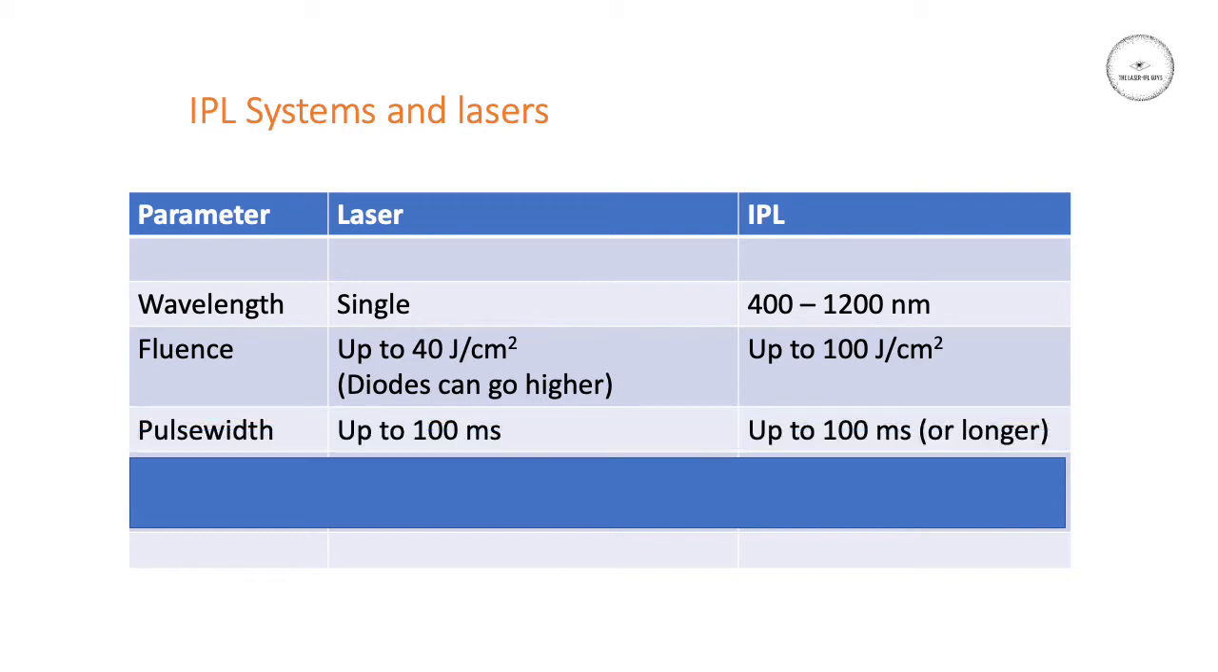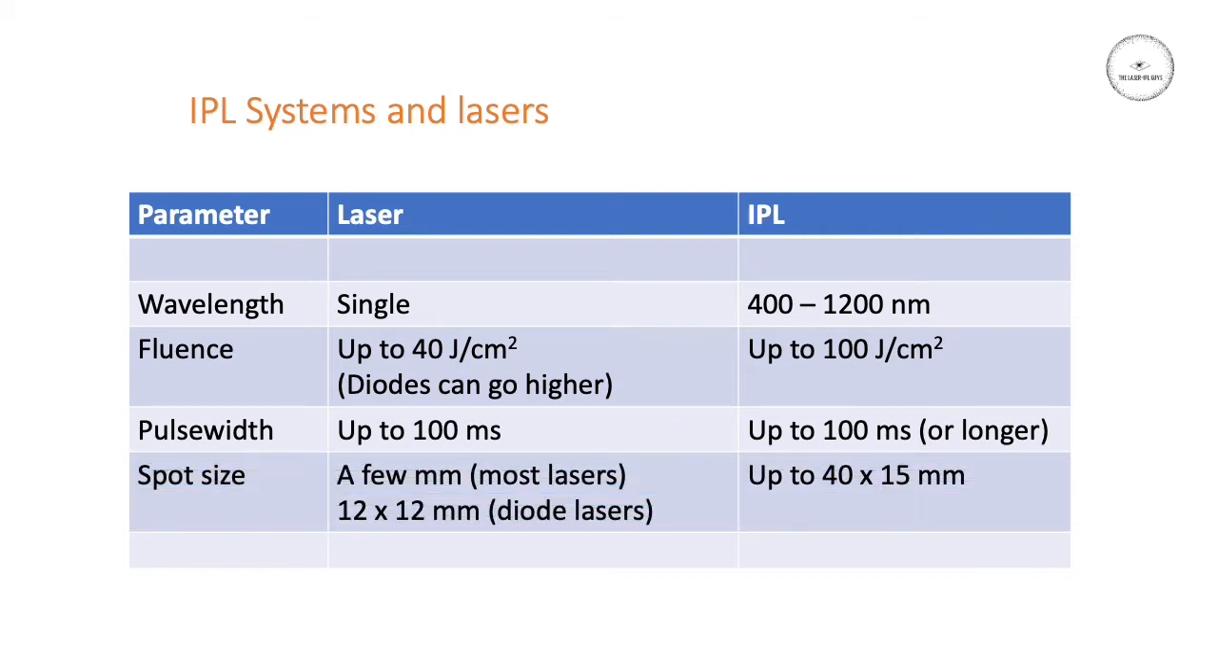Most lasers can generate a pulse of something like 100 milliseconds, similar for IPL systems, or longer if they use more subpulses. Your typical laser will output circular spot sizes in the millimeter range, whereas diodes can usually generate a square or rectangular spot size, which is made up of an array of diodes. IPL systems use glass or quartz or sapphire crystal tips, and these could be up to about 40 by 15 millimeter in area.